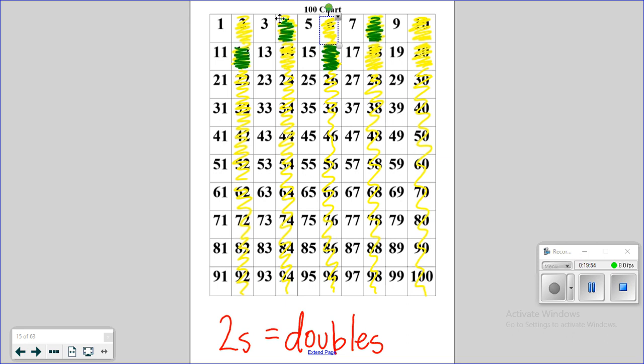2s, 2s and 4s. What do you think this one's going to be? 2s. What about 20? 2s and 4s. Go ahead and color it. What about 22? So it's going to be 2s only. And then 24 is 2s and 4s. 26 is going to be 2s only. 28, 2s and 4s. I'll give you some seconds to finish.